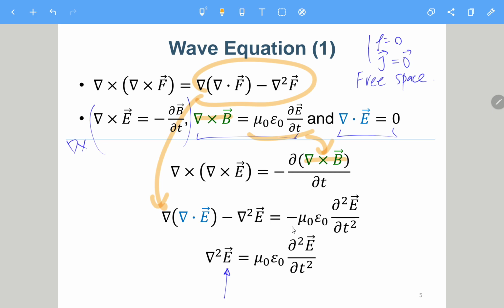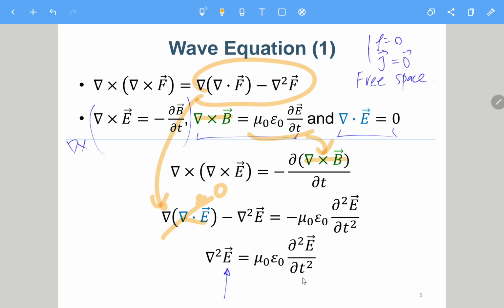Next we will make use of the Gauss law. The Gauss law: divergence of E is 0. So this one is nothing but 0. Gradient of 0 is of course 0. So finally this one turns out to be 0. So the remaining thing is this term equal to this term. So we just multiply -1 on both sides. So finally we have the Laplacian of E equals mu naught epsilon naught times the second partial derivative of E with respect to time.